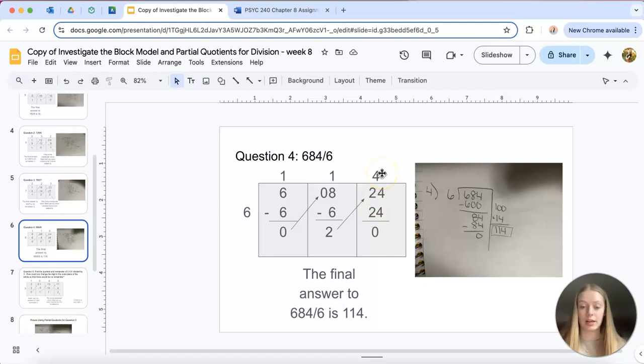24 exactly 4 times. So then we're left with 0 when we multiply it and then subtract. So we're left with 0, there's no remainder. We just get 114, plain and simple.